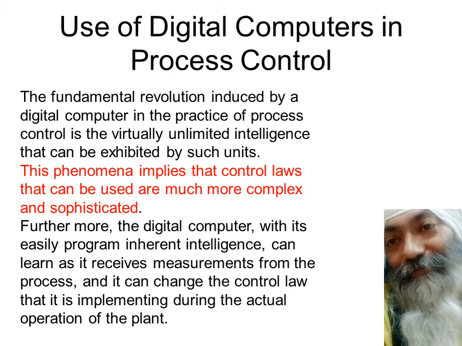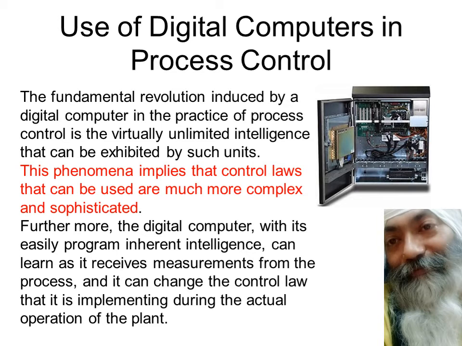If you have a look at it, there are three different ways in which we can use digital computers in process control, one by one. The first one is direct digital control, which we call DDC. The industrial computer which we use looks something like this. This can be used in direct digital control, in supervisory control, in scheduling control and so on and so forth.